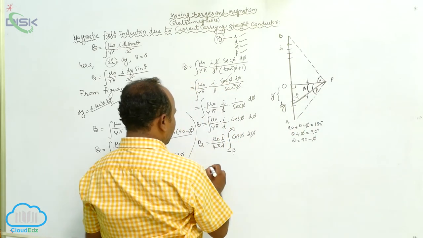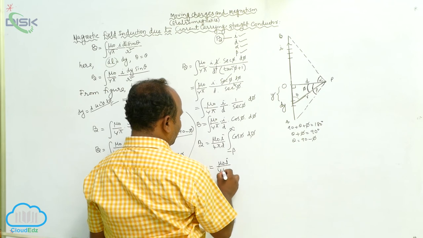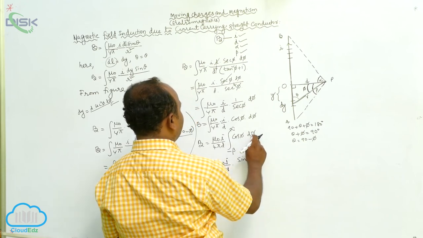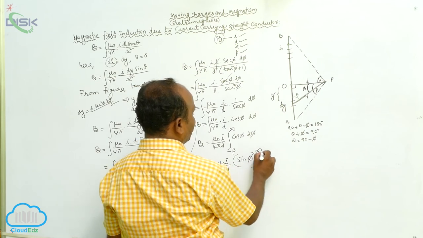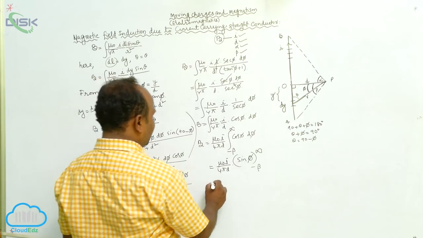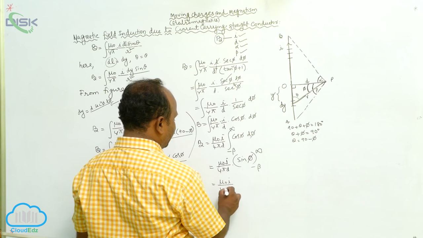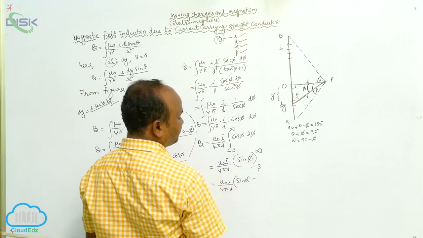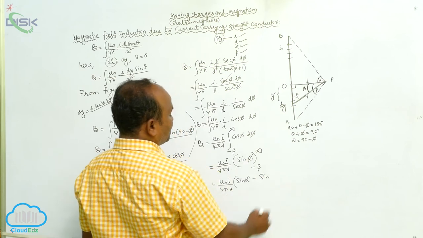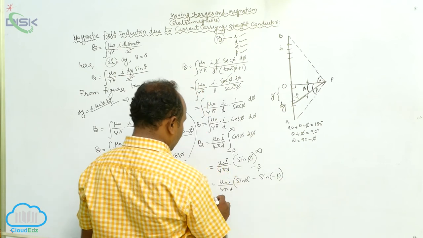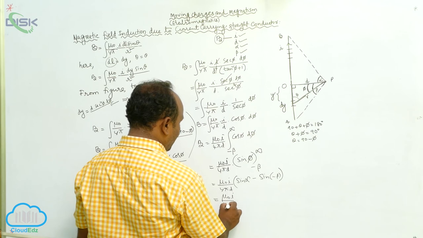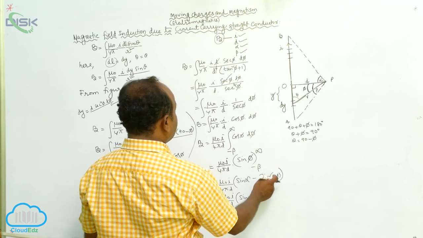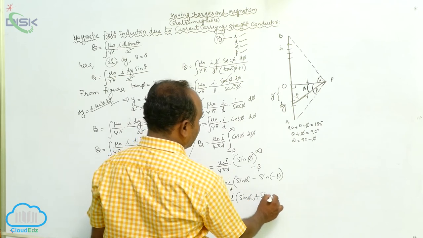Therefore, mu naught I by 4 pi d, the integration of cos phi d phi is equal to sin phi, between minus beta and alpha. Alpha is called the upper limit and beta is called the lower limit. Therefore, mu naught I by 4 pi d, sin: instead of phi, substitute the upper limit, minus, instead of phi, substitute the lower limit, minus beta. Therefore, that equals mu naught I by 4 pi d into sin alpha minus sin of minus beta, which is minus sin beta, minus into minus is plus. Therefore, sin beta.